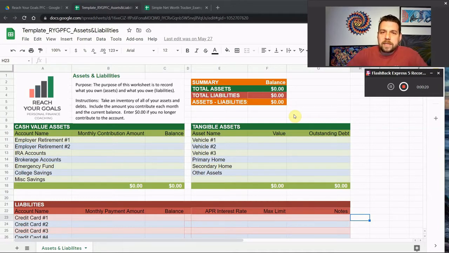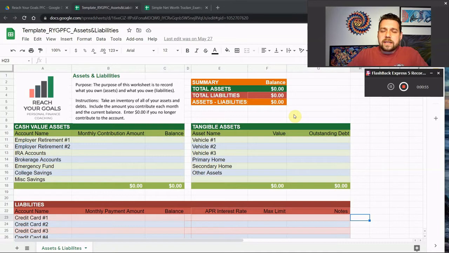The asset and liabilities worksheet is just tracking what savings you have for retirement, what you have for emergency savings, also looking at what type of tangible assets you might have, such as a car or home, and what outstanding debt you might have related to those. And then also looking at liabilities. So this is more of a debt inventory, looking at your credit card balances, looking at how much you might owe for auto loan, what you might owe for your home, if you're a homeowner, and what you might have in student loans as well.